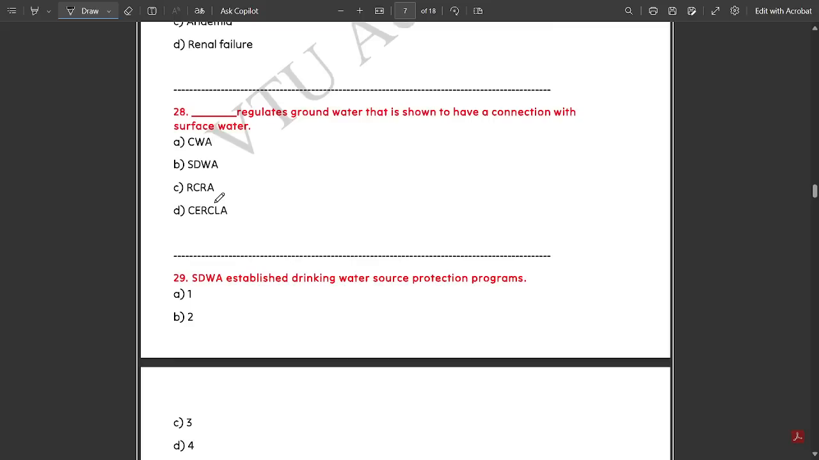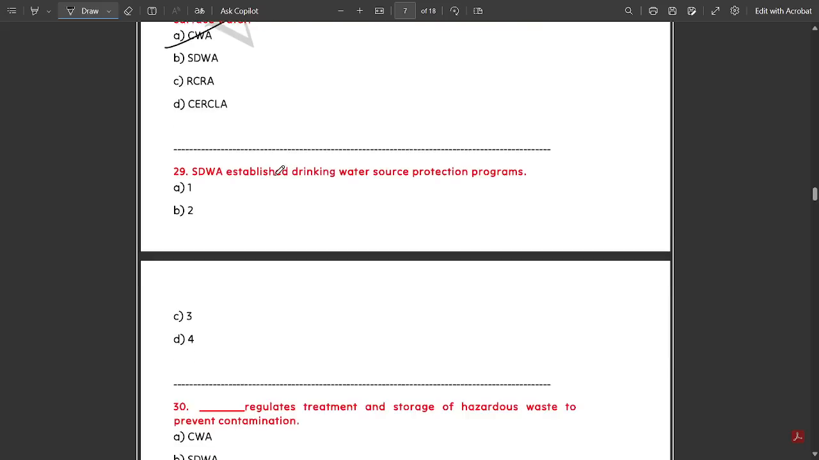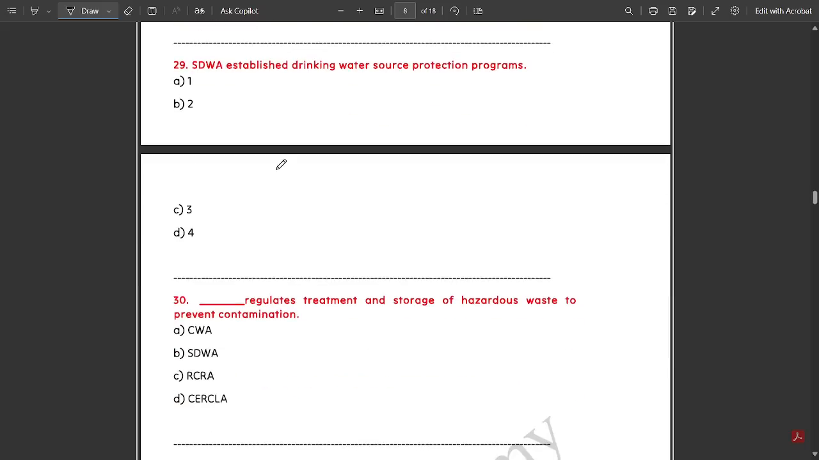Next question, 28th one. Dash regulates groundwater that is shown to have a connection with the surface water. The answer is CWA. 29th one. SDWA established drinking water source protection programs. How many drinking water source protection programs it had done actually? Three.